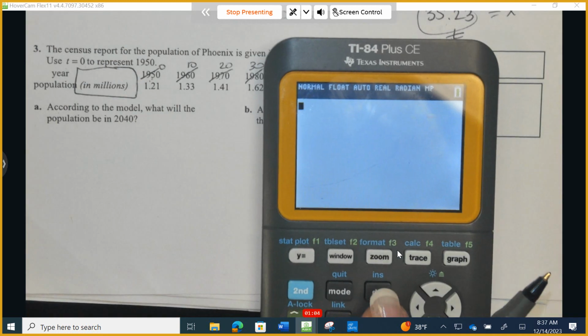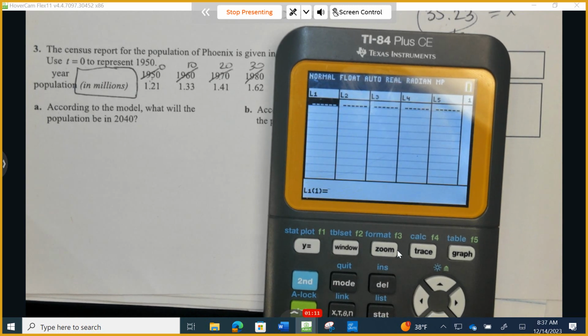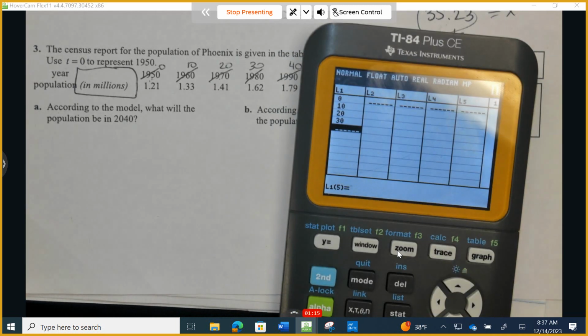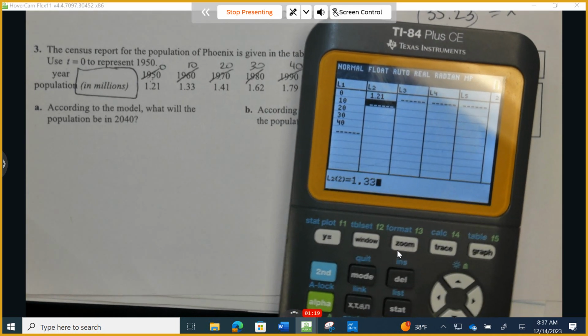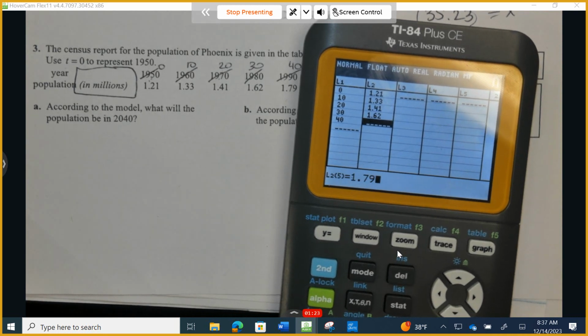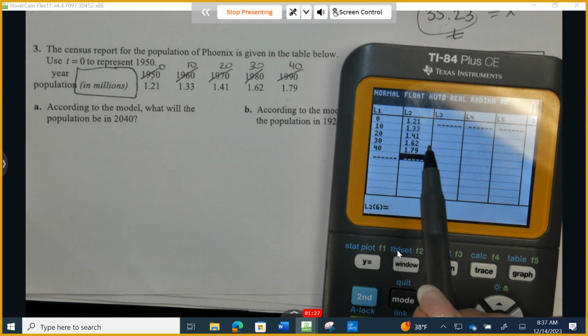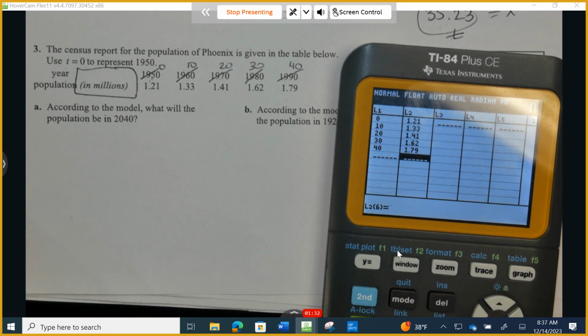So let's go right now. I've cleared my calculator. Let's go to stat, and we need to determine next what type of model we're looking at. So I'm going to go to edit, and I'm going to plug in the information, 0, 10, 20, 30, and 40, and 1.21, 1.33, 1.41. And as I shared with you earlier, when I was rushing through this early this morning and doing these problems, I made a slight mistake which negatively impacted my answer. So I just went back to check.